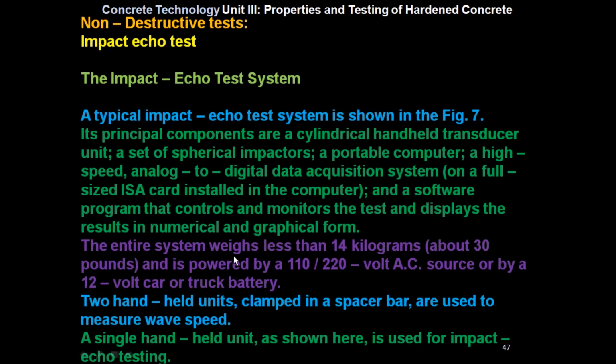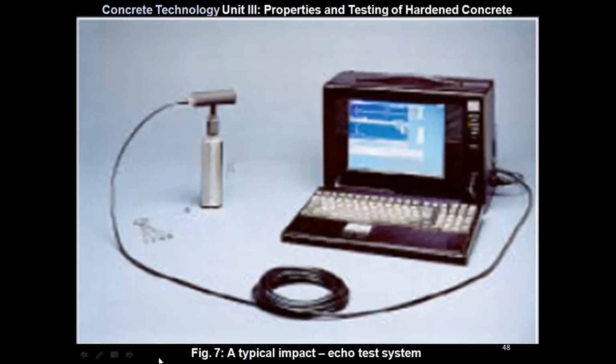The entire system weighs less than 14 kilograms, about 30 pounds, and is powered by a 110 to 220 volt AC source or by a 12-volt car or truck battery. Two hand-held units clamped in a spacer bar are used to measure wave speed. A single hand-held unit as shown here is used for impact echo testing. So here we can see figure 7, a typical impact echo test system.